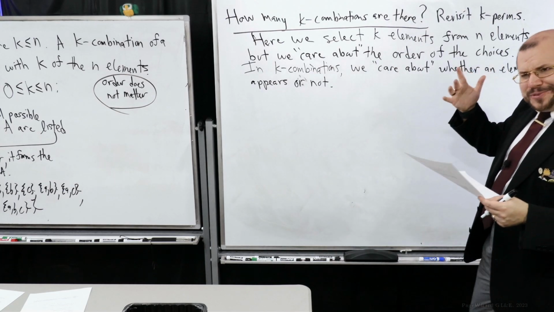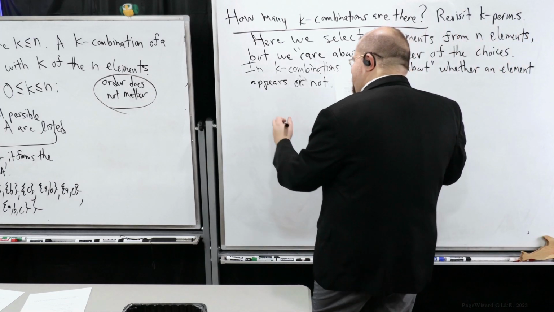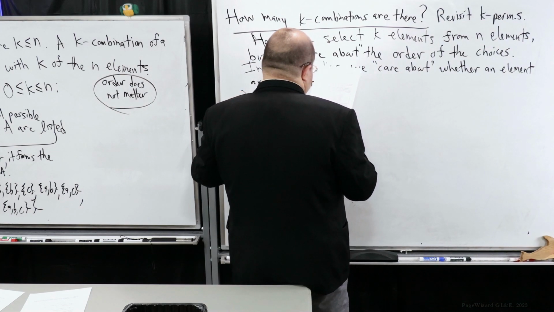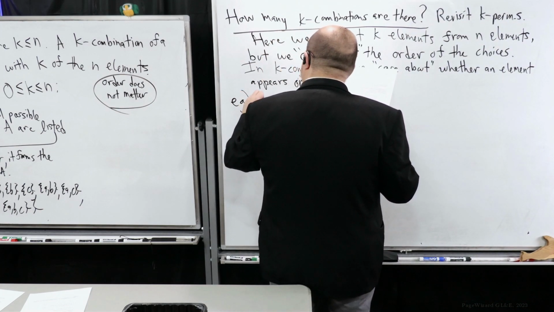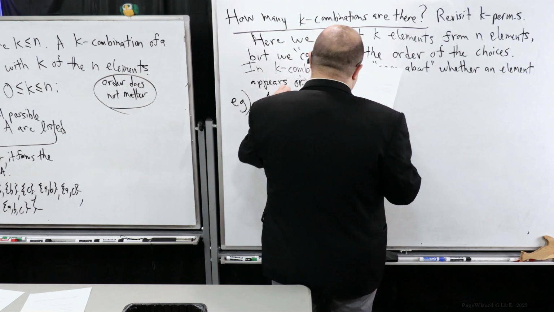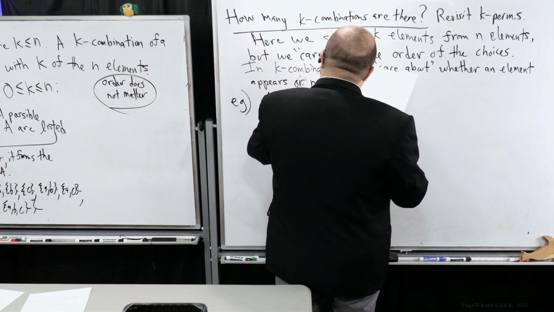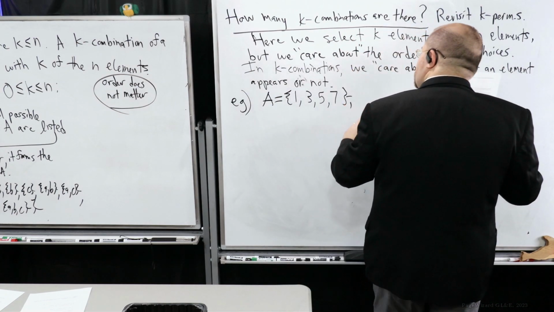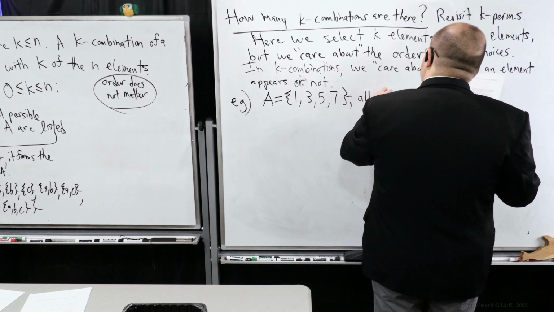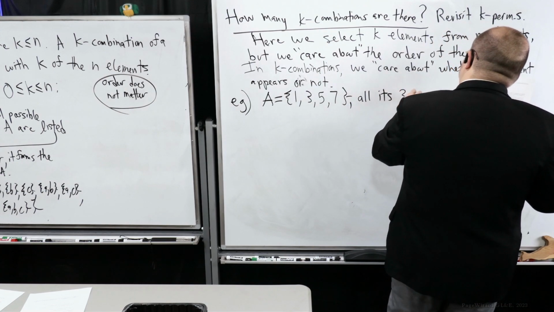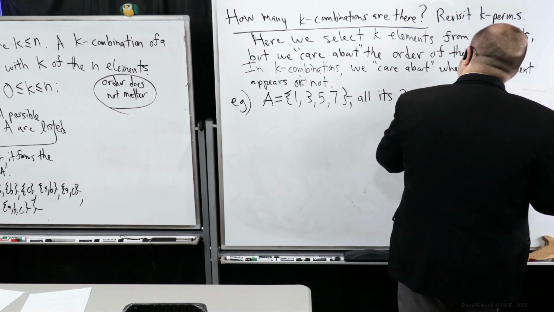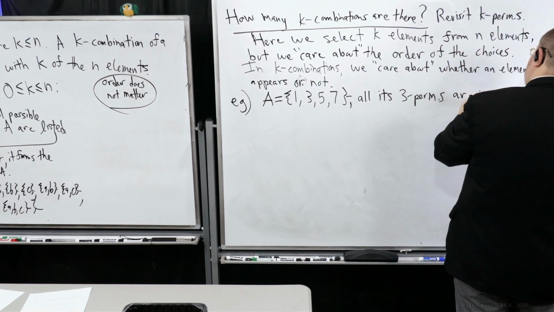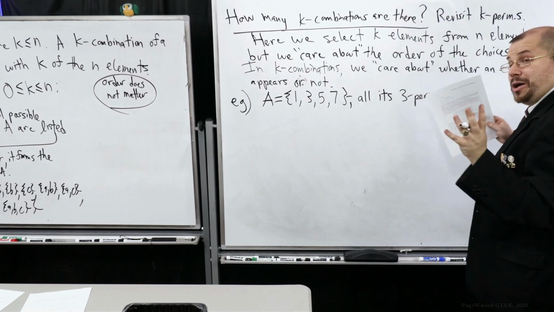I just really want to show you something. It's something I thought of off the top of my head, and I thought this is fun. So as an example, let's consider this set: 1, 3, 5, and 7. All its 3-permutations are the following. Let me list them all out for you.